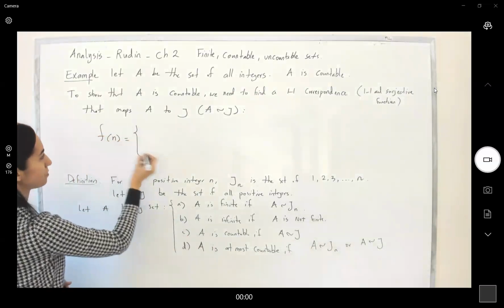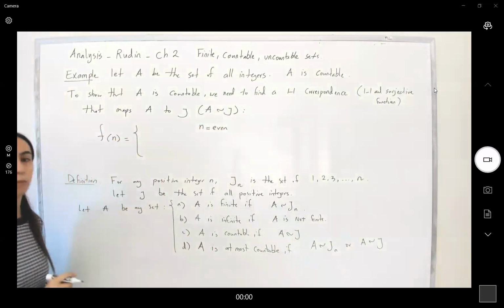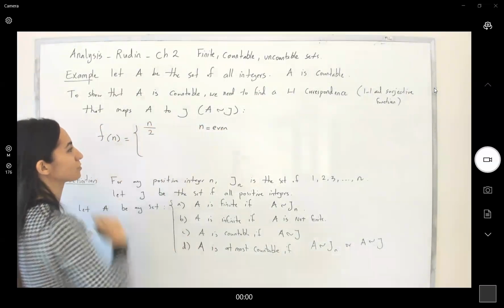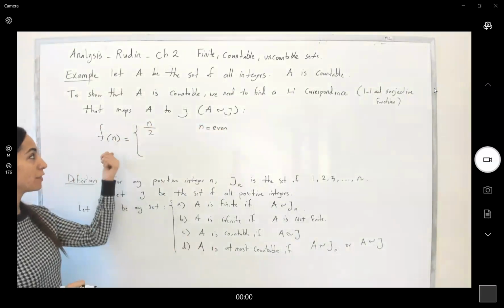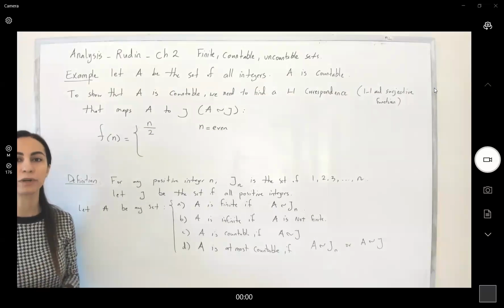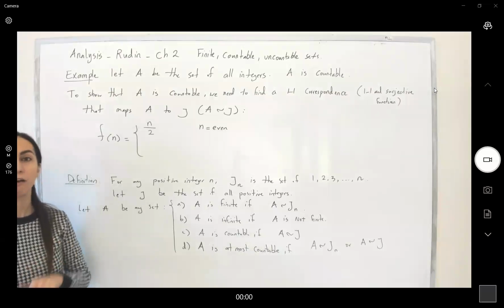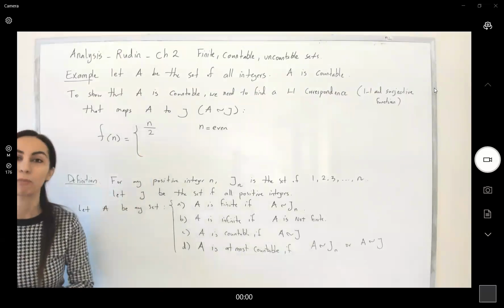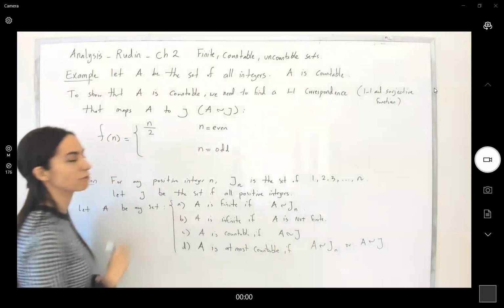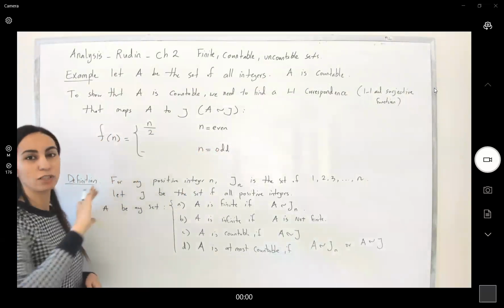F of n can be defined this way. If n is an even number, I'm going to define the function to be n divided by 2. So this way, if n is even, I get all positive numbers, 1, 2, 3, 4, 5, 6, so it counts all positive numbers for me. If n is odd, I'm going to define it this way, using a negative sign.